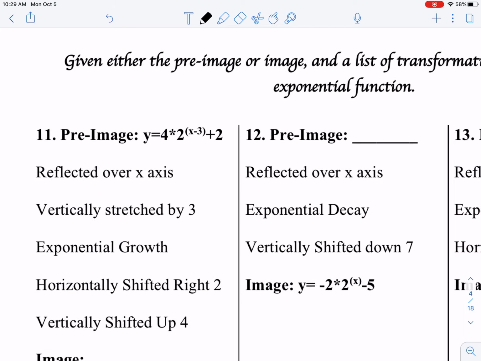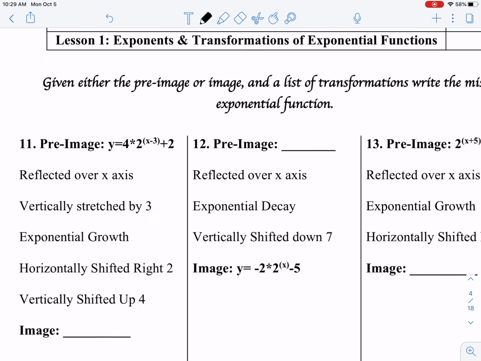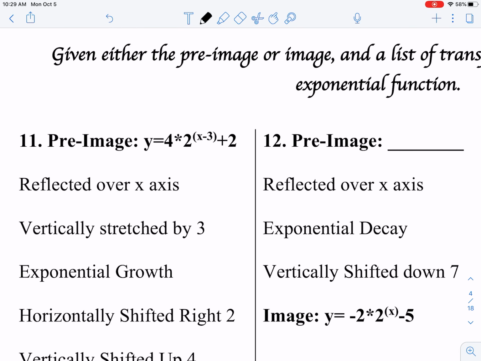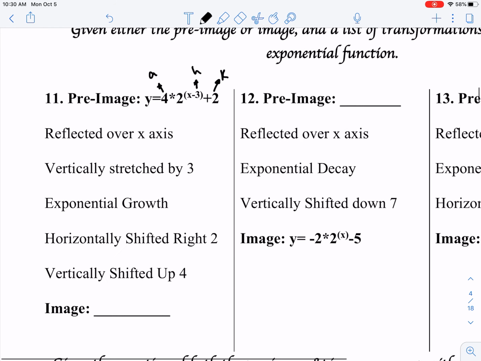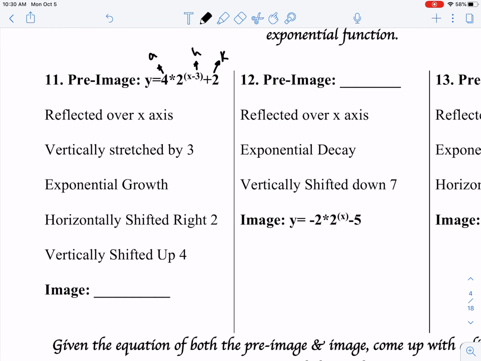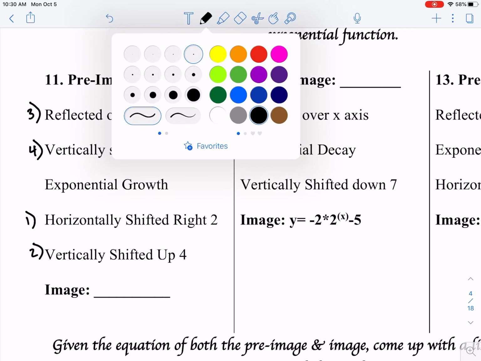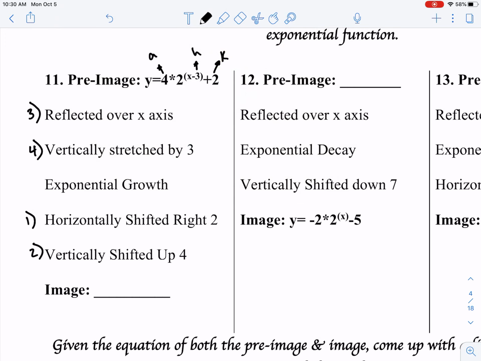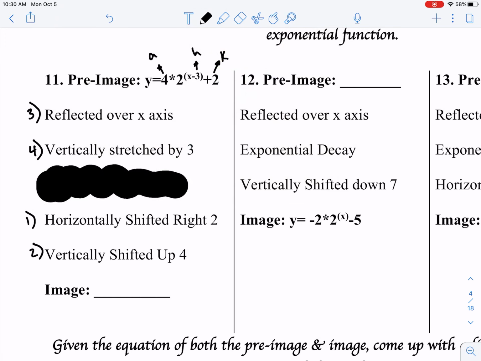Okay, so starting off, first thing I like to do, regardless if I'm given pre-image or image, is identify my A, my H, and my K values. From there, again, I'm still going to do my shifts, then my reflection, then my stretch. Don't really pay a whole lot of attention to this exponential growth or decay right now.